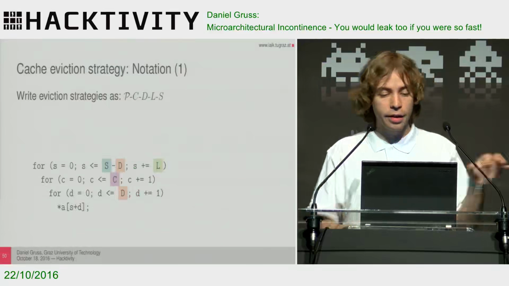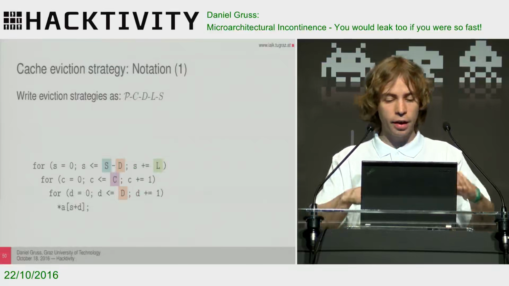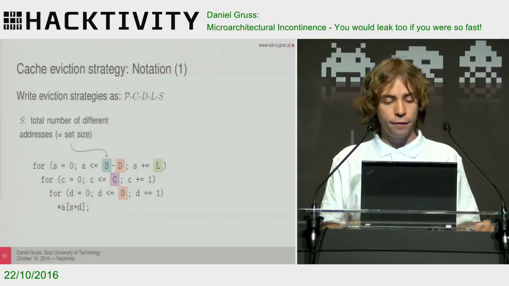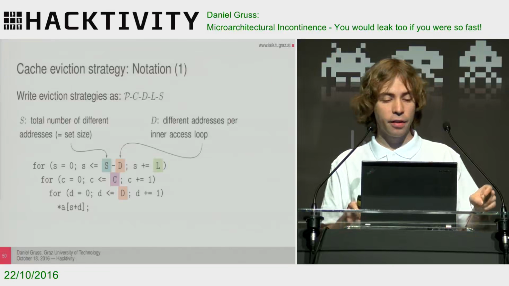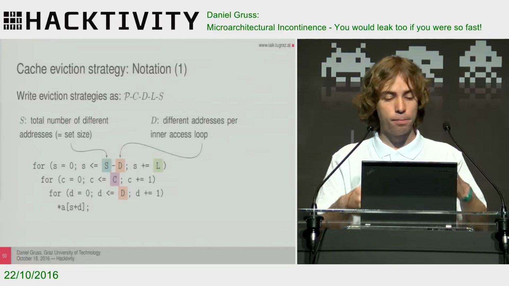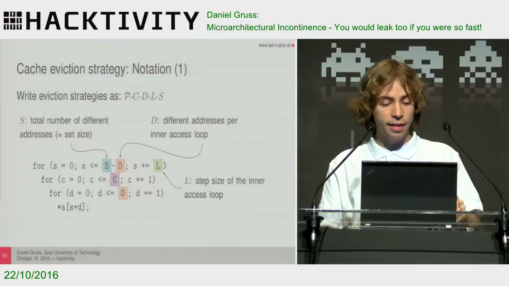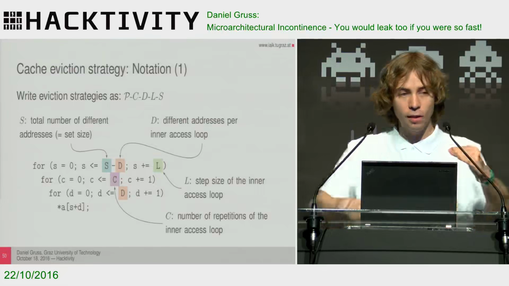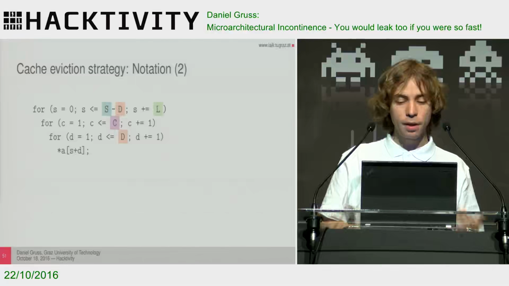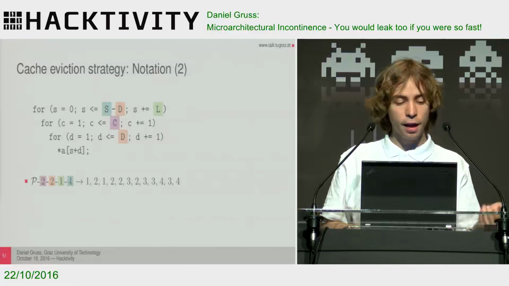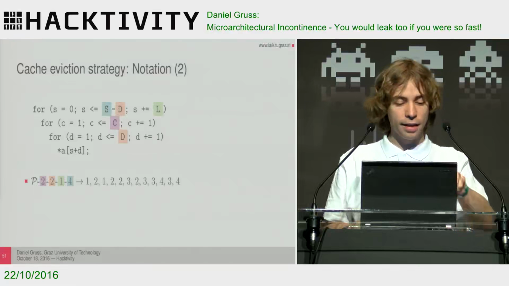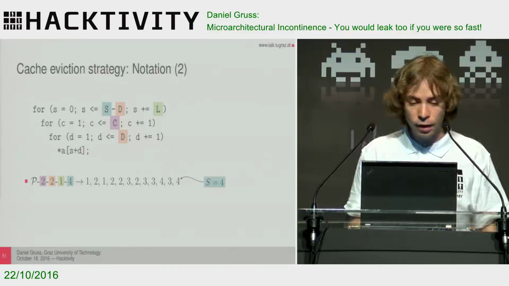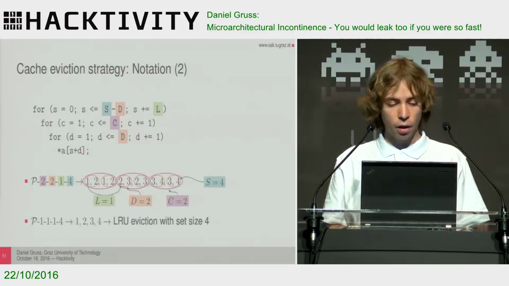And we started writing down eviction strategies in an organized way that looks like this. We have the set size defined, we have a number of different addresses per inner access loop, so we access different addresses, and we access them multiple times. So C is the number of repetitions of the inner access loop. You see this all interleaves, and we will have multiple accesses to the same address. So if you would have a pattern like 2214, you would access address 1, then address 2, then address 1, then address 2 again, and so on. So you can see this directly maps to this loop.